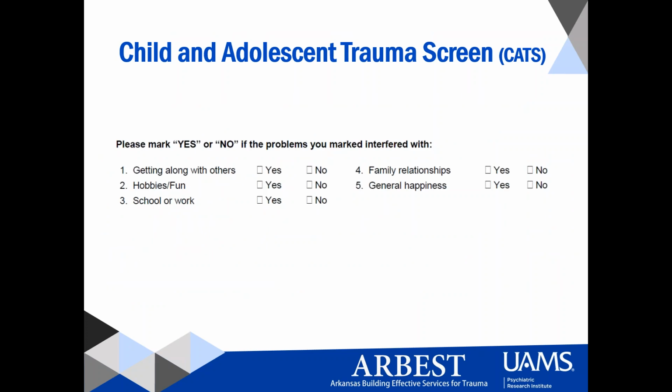And then the very last part of the CATS is getting at the symptoms that they're having, that they marked about before. Are they impacting functional impairment in things like school, getting along with others, family relationships? That's that DSM-5 criteria around functional impairment. So you're getting all the pieces you need if you want to make a PTSD diagnosis from this.